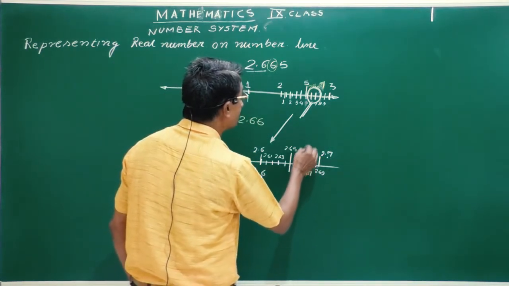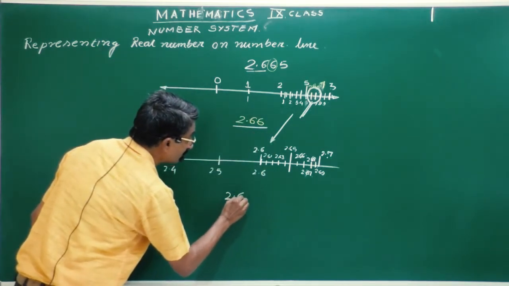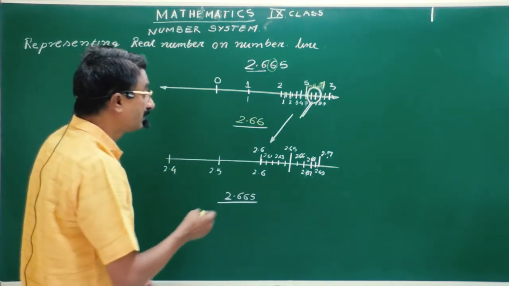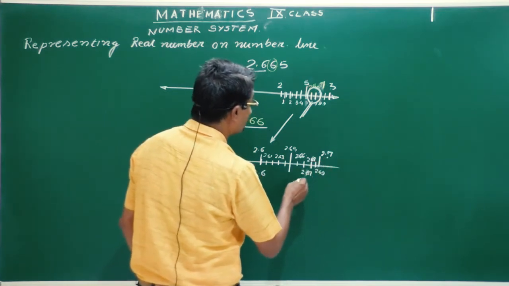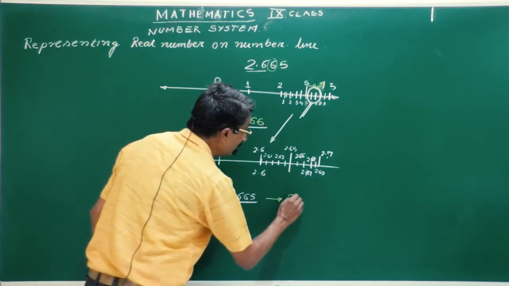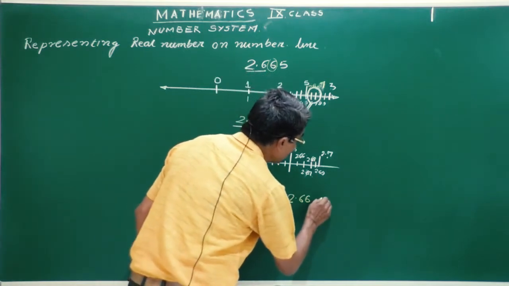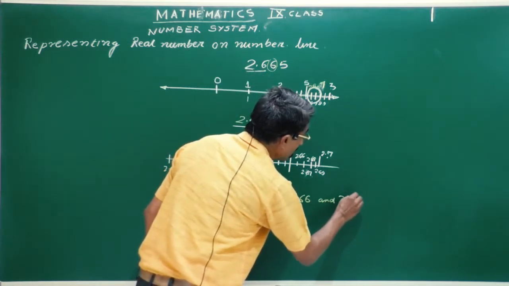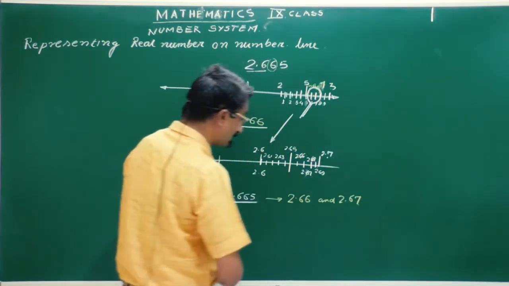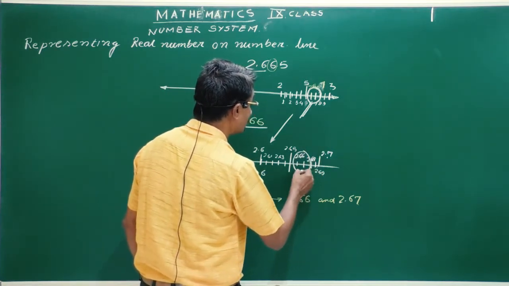Now, what we need now is 2.665. Again we will repeat the procedure of magnifying, and this number, 2.665, will lie in between 2.66 and 2.67. Clear? So we will magnify this part, 2.66 and 2.67.